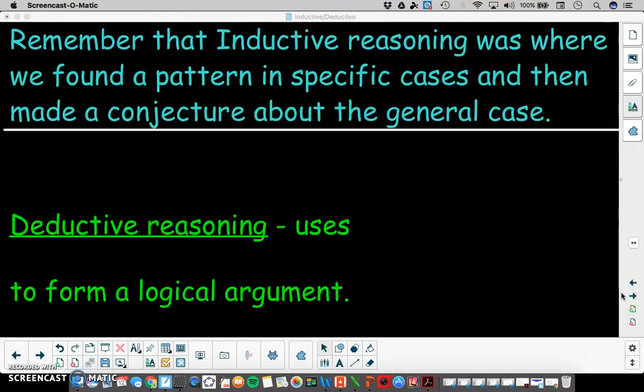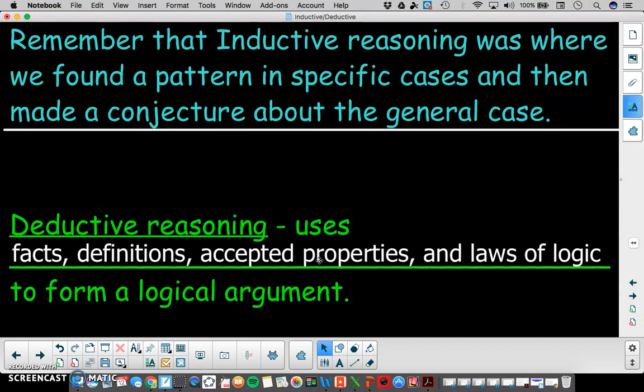Remember that inductive reasoning uses patterns in very specific cases to generalize a conclusion and to make a conjecture. In deductive reasoning, we're going to use facts, definitions, accepted properties, and laws of logic to form a logical argument or reach a conclusion. So we're going to compare and contrast these and use deductive reasoning today.